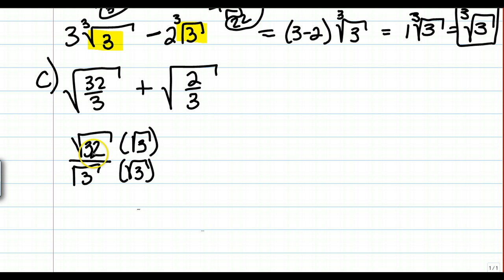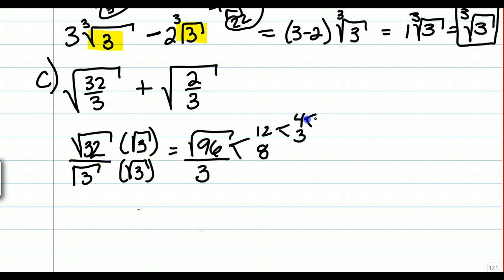And you'll have 32 times 3, which is 96, and 3 times 3, which is 9. And the square root of 9 is 3. Then we have to find buddies of 96. So 12 and 8. 4 times 3 is 12. 2 times 2 is 4. 4 times 2 is 8. And 2 times 2 is 4.